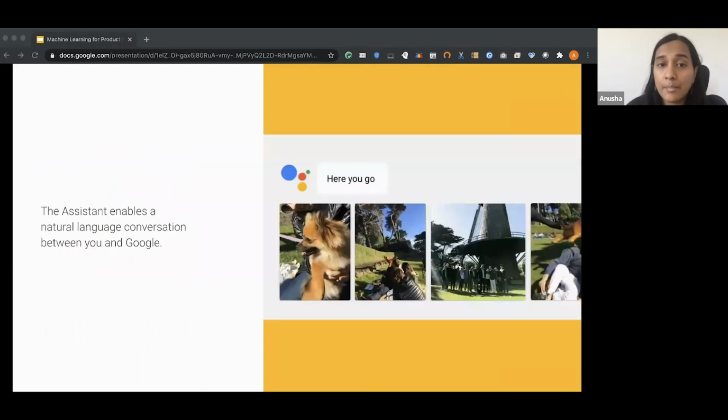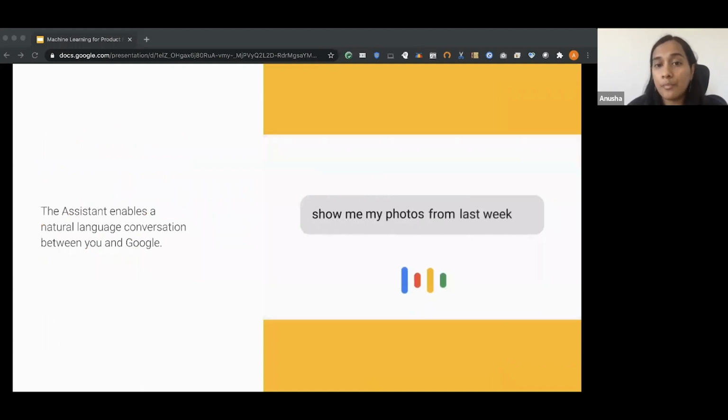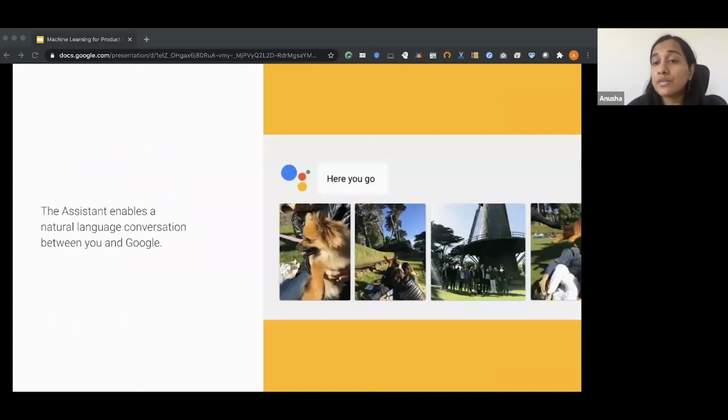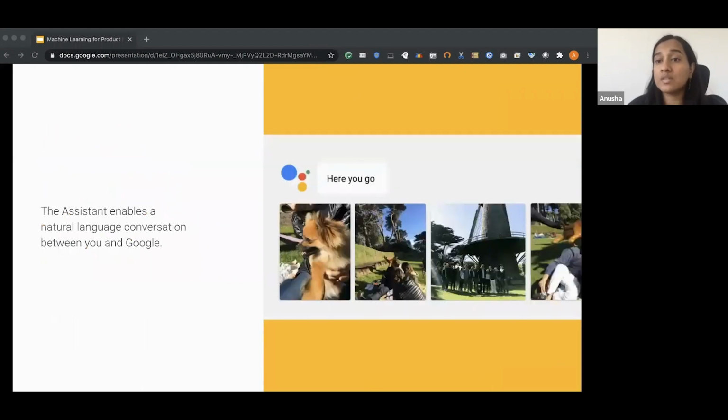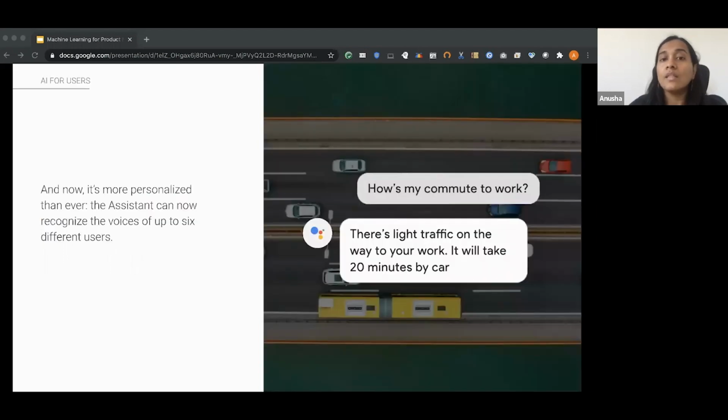Let's take another example, which is Assistant. This is clearly an example of a product which was possible because of natural language understanding. ML is kind of core to this product experience, isn't it? Think of asking questions like, how is my commute to work? And it provides a personalized response to you. And this is all possible. This type of user journey is possible because of machine learning.